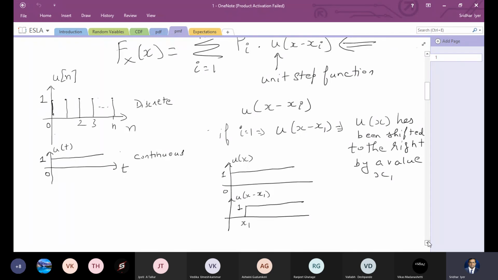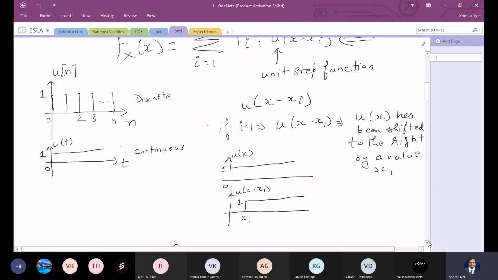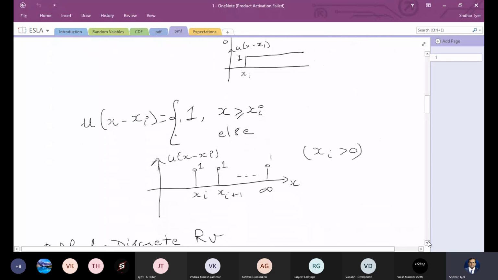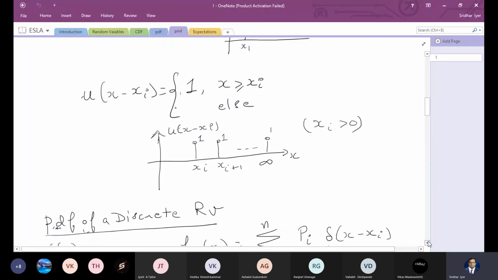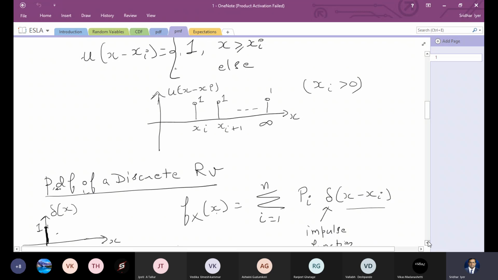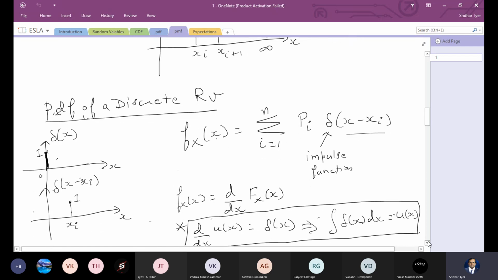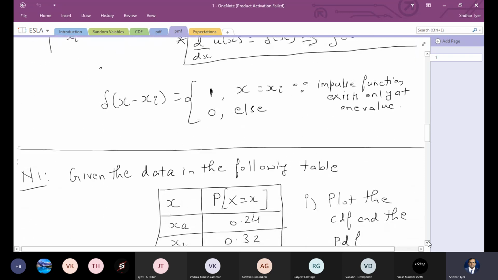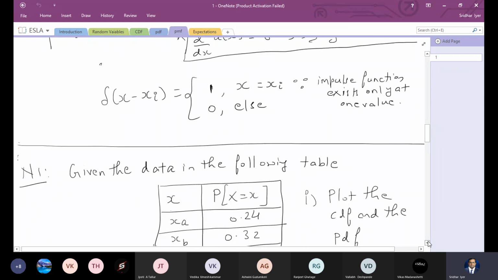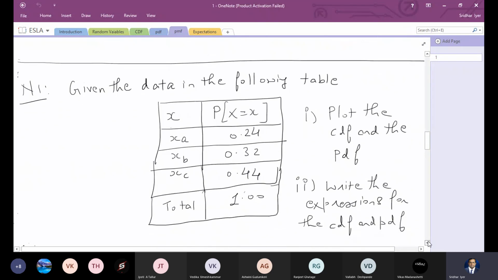Right? Then we also saw what happens to the unit step function if you shift it by some xi to the right. Then we saw mathematically how you can write this unit step function, and then how to write the CDF. Similarly, for the PDF, we can write it in the form of the impulse function. The impulse function has a value of 1 only at 0. For the rest of the values it will not occur. Right? And then we saw what happens to the impulse function if you shift it by some value xi.